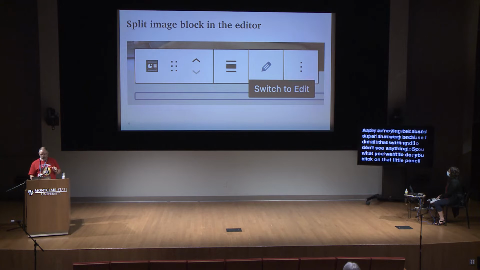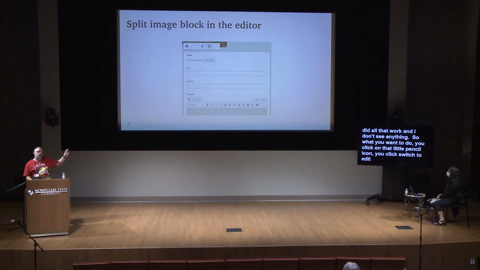So we've done the work to register the block. We've done the work to set up the template for the block. And then when we want to go and use the block, it will look like this little empty blue rectangle, right? And you're like, well, that's super annoying because I did all that work and I don't see anything. And so what you want to do, you click on that little pencil icon and you click switch to edit. And what will happen is it will look like this. So now it's showing you the advanced custom fields form in that block. And so then you can fill it out.